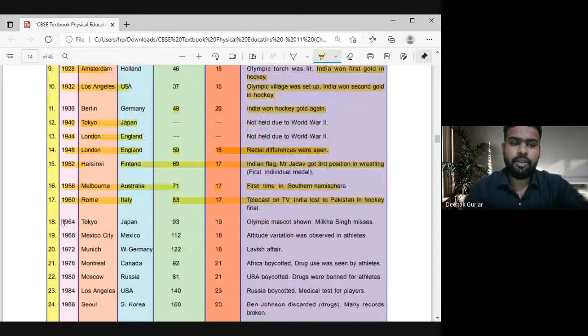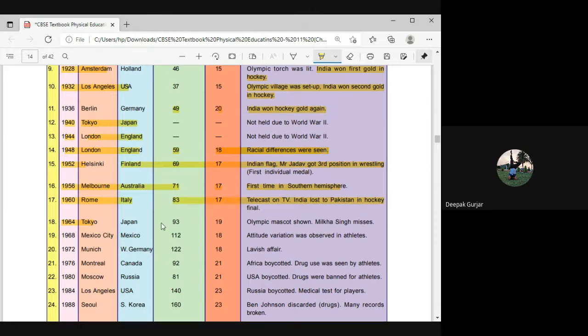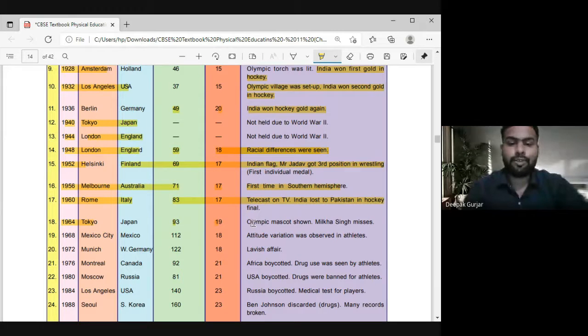So if we talk about 1960, children, these things are very important because they make your MCQs, and it is really important to understand these things properly, these dates and the features, right? So in 1964 Tokyo Olympics, that is in Japan, 93 countries participated, 19 activities were there, and at this time Milkha Singh was the Olympic mascot. Right? You must know about Milkha Singh.